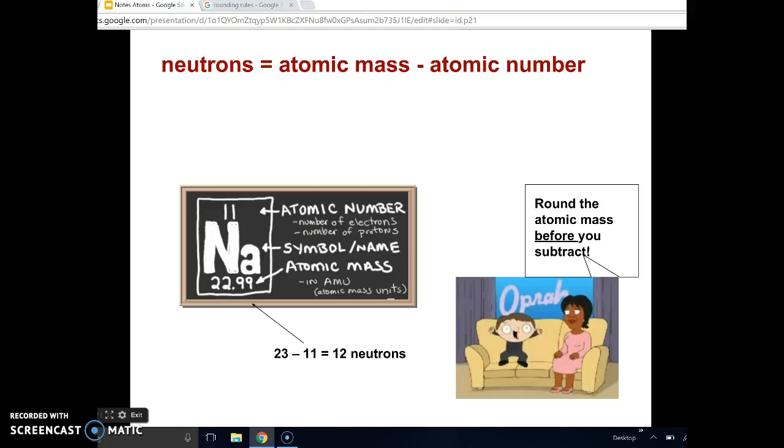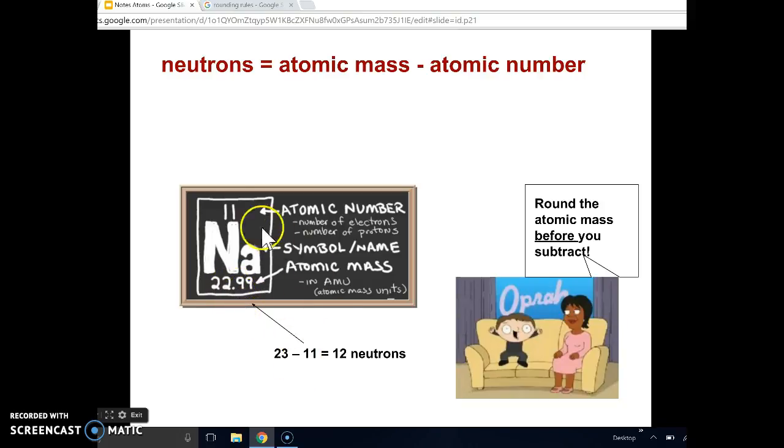If we want to find out how many neutrons there are, we always have to find the atomic mass, and that is the atomic mass rounded to the nearest whole number using good rounding rules, and then subtract the number of protons, and that will give us the number of neutrons. So in this case, 22.99 rounds to 23.